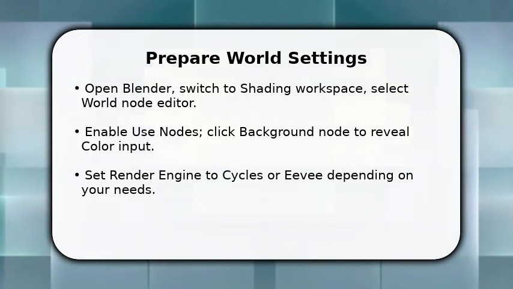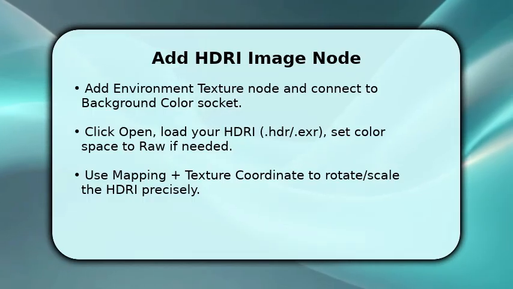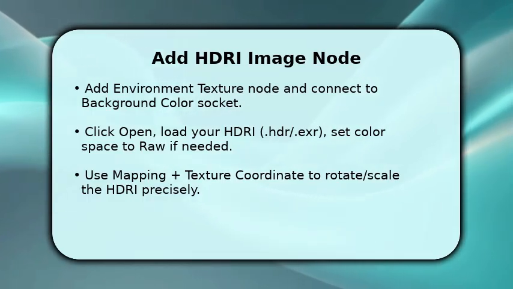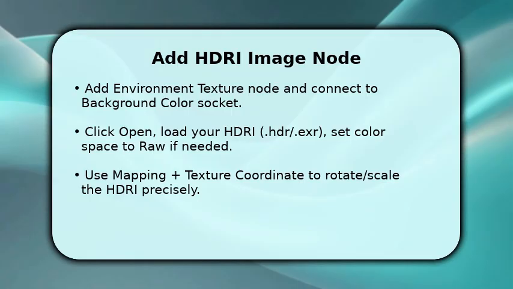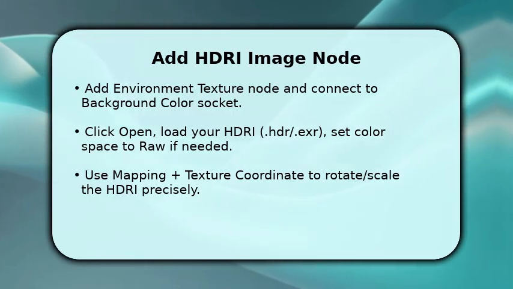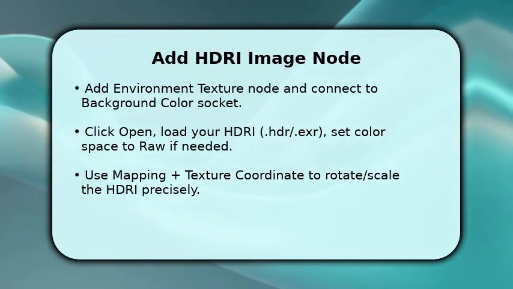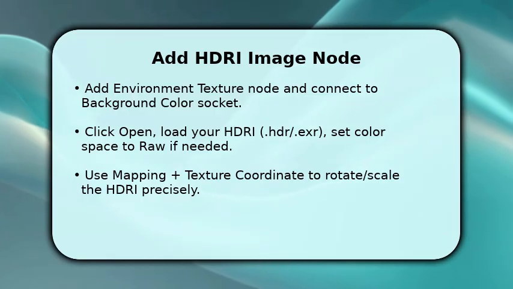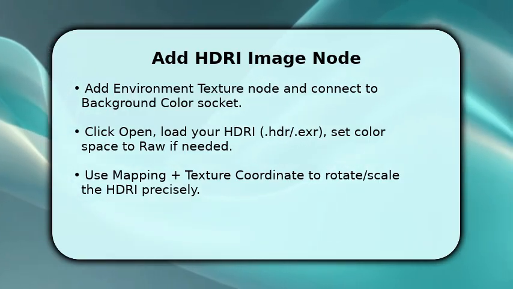Next, you add an environment texture node and plug it into the background color input. That's the only way Blender uses an HDRI for lighting. Click Open and load your HDR or EXR file and change the color space to RAW for physical correctness when necessary.